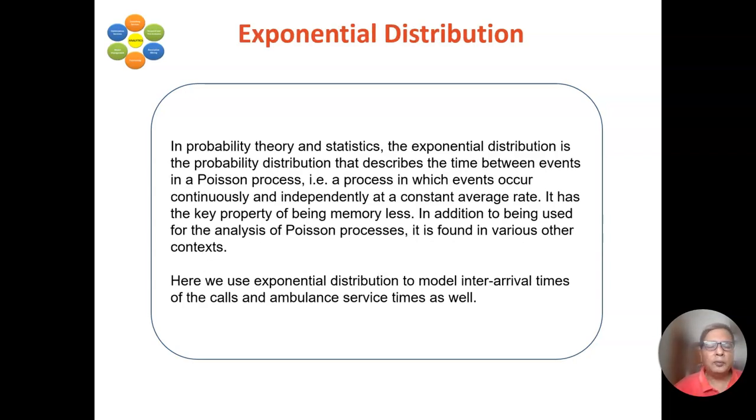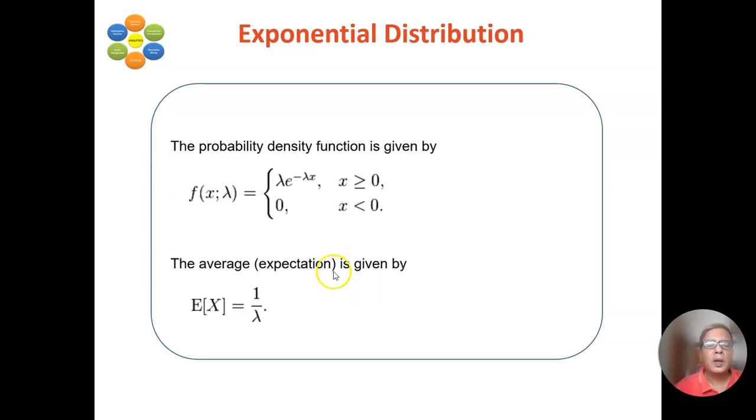To simulate, I have to simulate two distributions. One is the inter-arrival time of the calls, how the calls are coming, and the other is the service time of the ambulances, from the start to coming back to base. So there are two exponential models used in the simulation. The exponential distribution is f(x) = lambda e to the power minus lambda x when x is non-negative and 0 when x is less than 0, and the mean of the distribution is 1 by lambda. So I just need to equate 1 by lambda to the average of the distribution to fit the model.